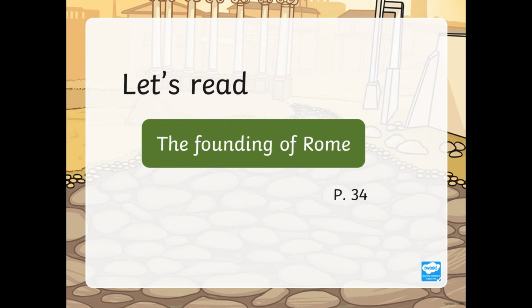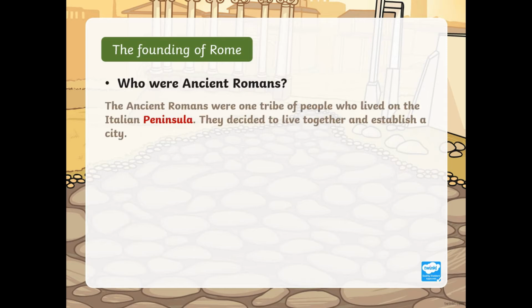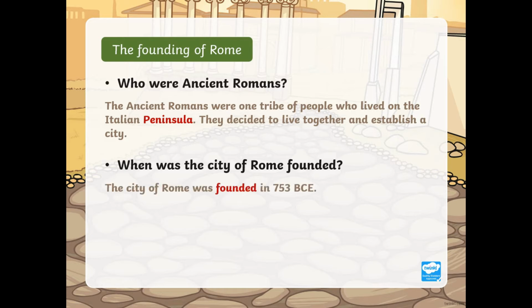Okay. Based on what we've read, let's see who were the ancient Romans. The ancient Romans were one tribe of people who lived on the Italian peninsula. They decided to live together and establish a city. When was the city of Rome founded? As we read, nobody is sure exactly when, but it's traditional to say that it was founded in 753 before Common Era.